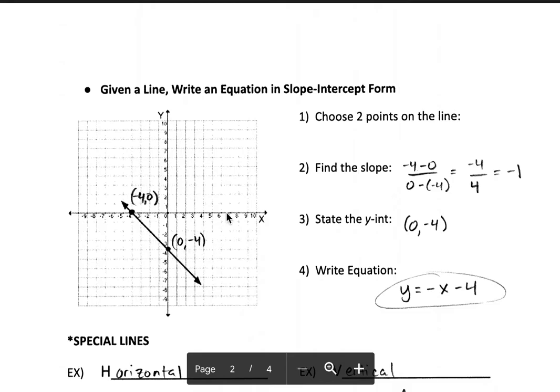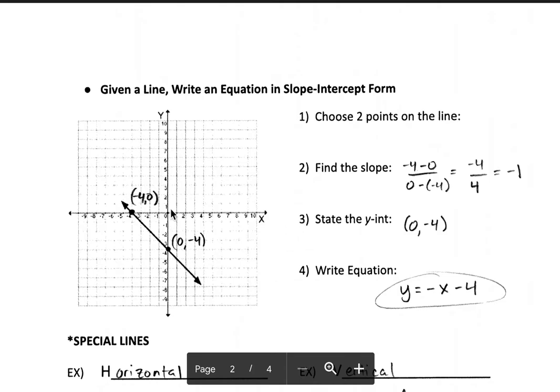So using the slope formula, I could subtract my y-coordinates, -4 minus 0, and get -4. That's my change in y. It's going down 4. And then subtract the x values below that. So 0 minus -4 turns into 0 plus 4. So that equals 4. And then reduce our ratio anytime we can. So we have -4 over 4, which reduces to -1. So again, saying we're going down 1, right 1.